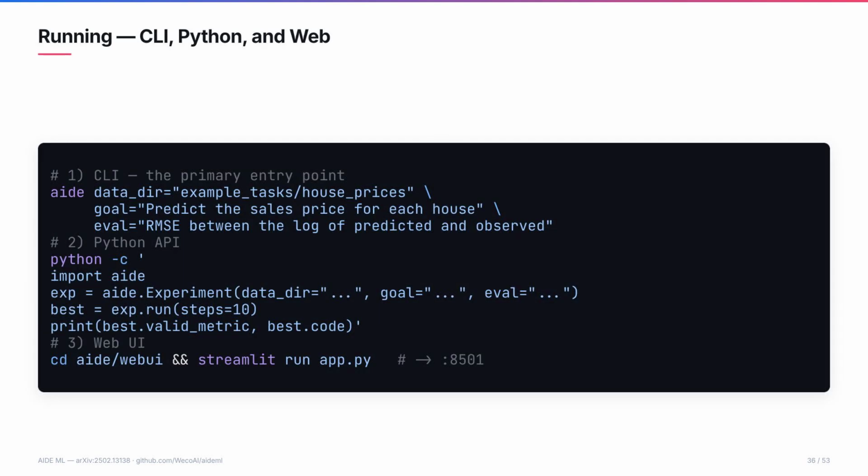3 ways to run. The command line is the primary entry point. Point it at a data directory, describe the goal in plain English, and describe how to evaluate it. There is no YAML grid and no bespoke wrapper. The Python API mirrors it, returning the best solution's code and validation metric. And there is a Streamlit web interface on port 8501.